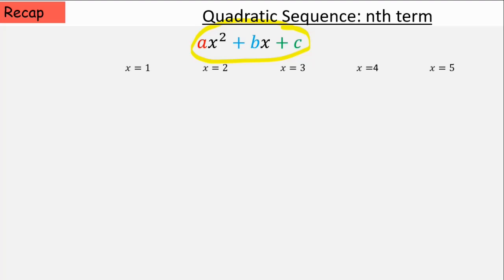Now I'm going to make up a quick sequence for this one, and like I showed you in the previous video on the nth term, to make up the sequence we just say what happens when x is equal to 1, when x is equal to 2, when x is equal to 3, and so on. So let's have a look what happens for that side of things.